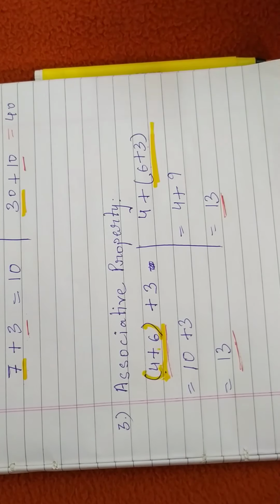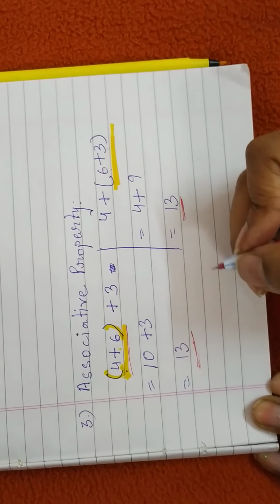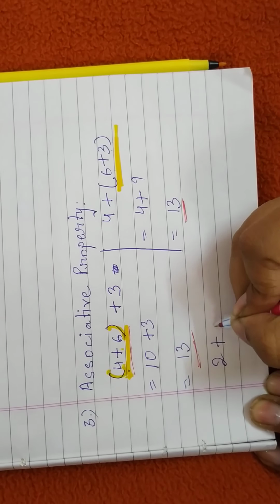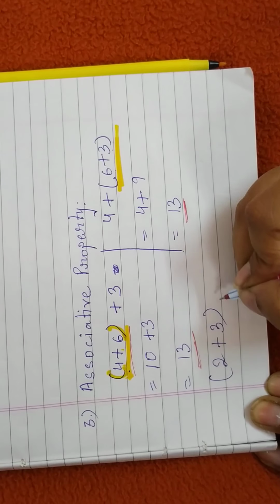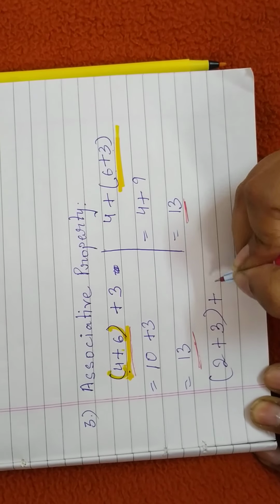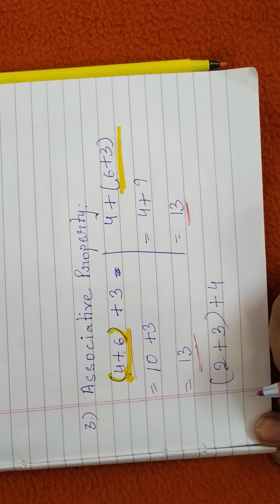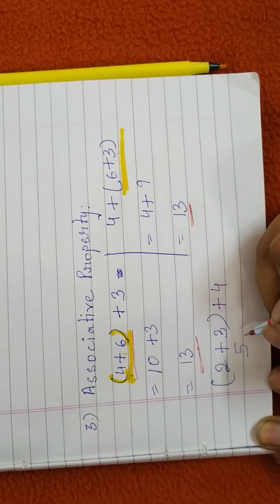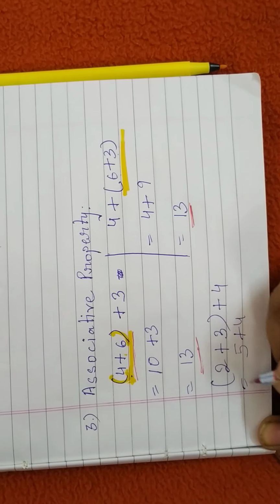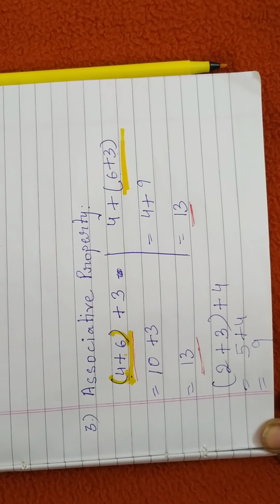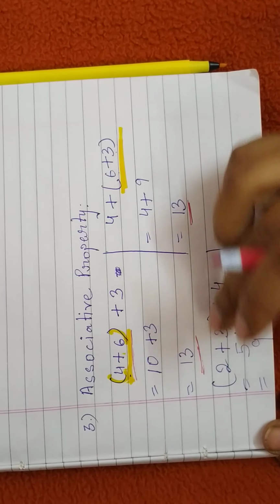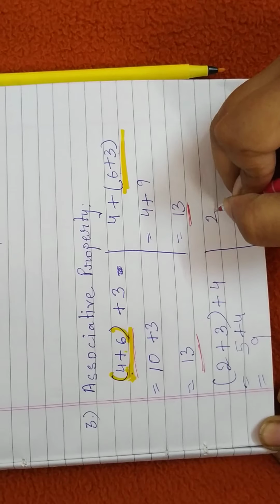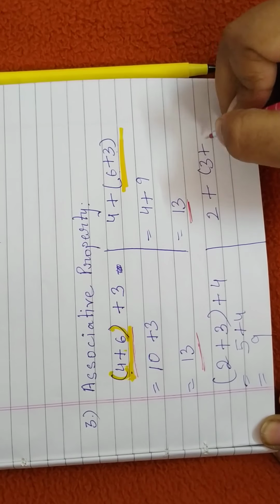You want one more example? I'll give you one more example. Now see here. 2 plus 3 is a group here, plus 4. Okay, now add this. 2 plus 3, 5. 5 plus 4 is what? 9. Yes, now see here. Now change the group. 2 will come out and 3 and 4 will be in a group.